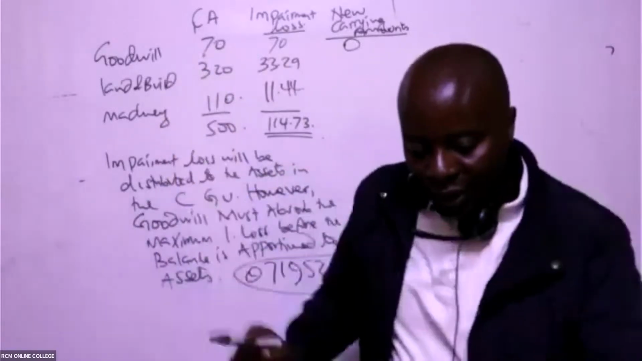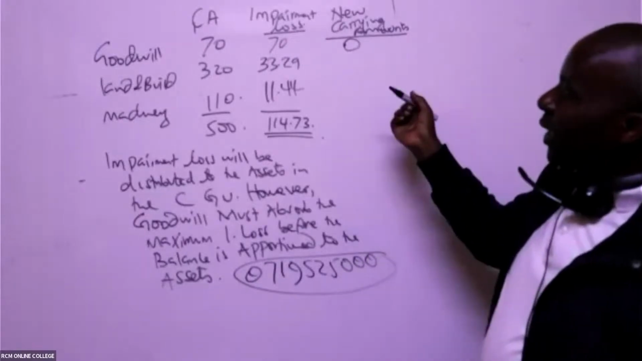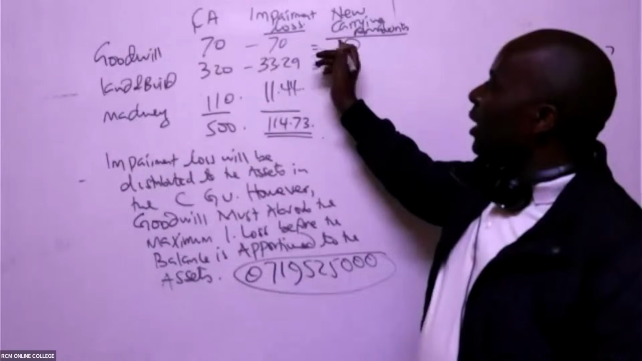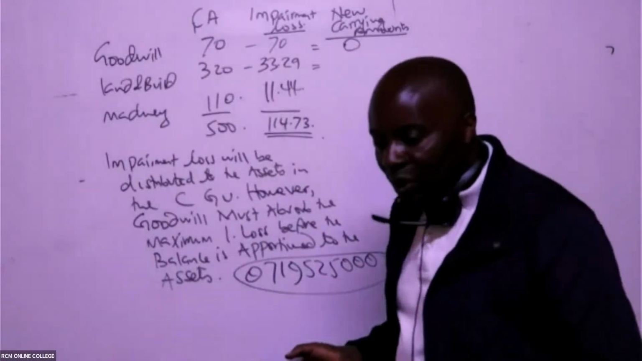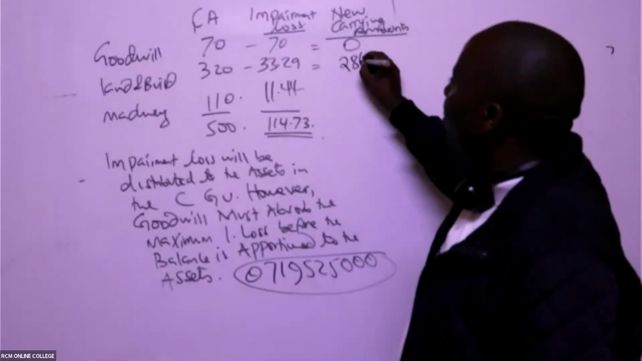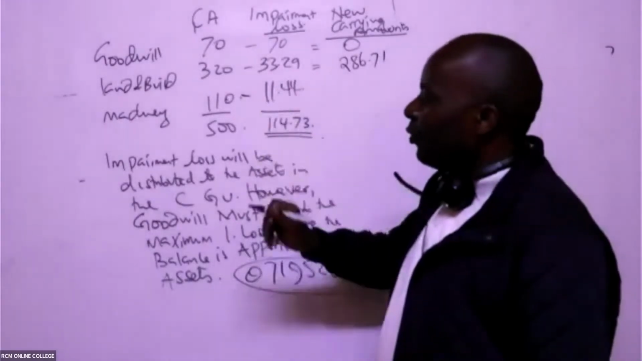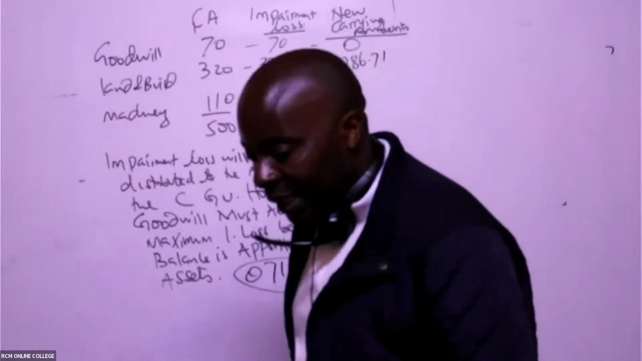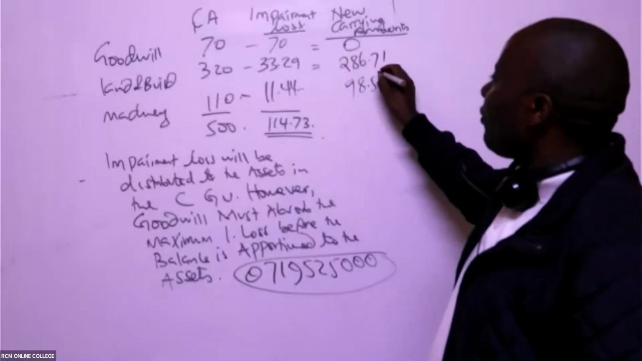Goodwill is extinguished. Because remember, it is the impairment loss, you reduce the value, so you're subtracting. So the net, like now, this one you subtract. What is the net? Somebody here, land and buildings. What do we have here? 286.71. And then machinery, 110 minus 11.44, which gives us 98.56.